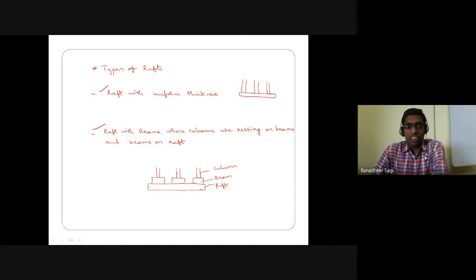Another type of raft foundation is raft with beams, where columns are resting on beams and beams on raft. In the case of a raft with uniform thickness, columns transfer the load directly onto the raft foundation. But here in this second case, load comes from the columns, gets distributed onto a series of beams on which the columns are constructed, and from those beams the load gets redistributed onto the raft foundation. Such a raft is what we call a raft with beams, where columns are resting on beams and beams are resting on the raft.